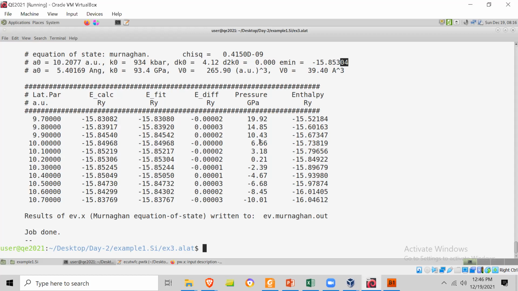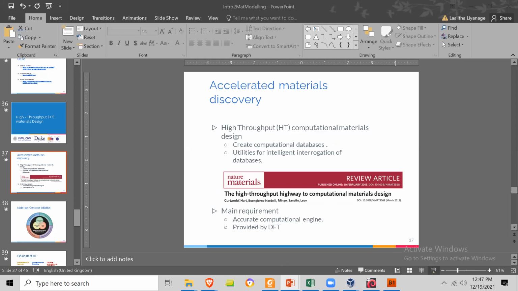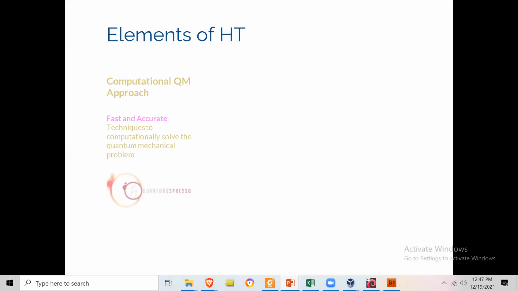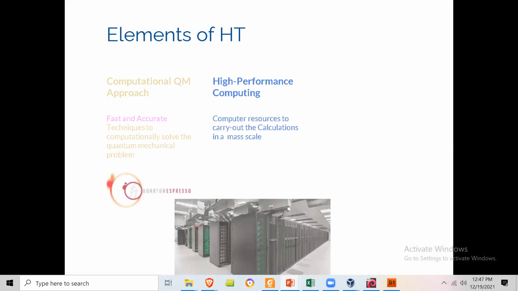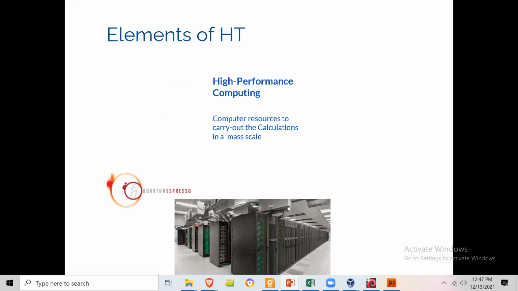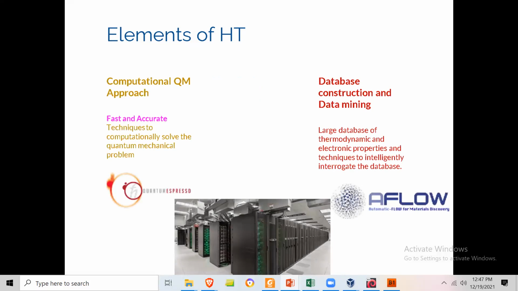What I want to say at the end was about the databases. We have a bunch of them, and the most famous are the Materials Project and AFLOWLIB. I work with AFLOWLIB, and last year we published a paper on a computational design or search done on the database. What you do here is you have a very good approach to calculate computationally the quantum mechanical properties. Then you need a large computing facility, a high-performance computing system. You don't need 10,000 cores, but you need at least 1,000 or 2,000 cores to run a decent level calculation. And then you need databases and data mining software to house these databases.